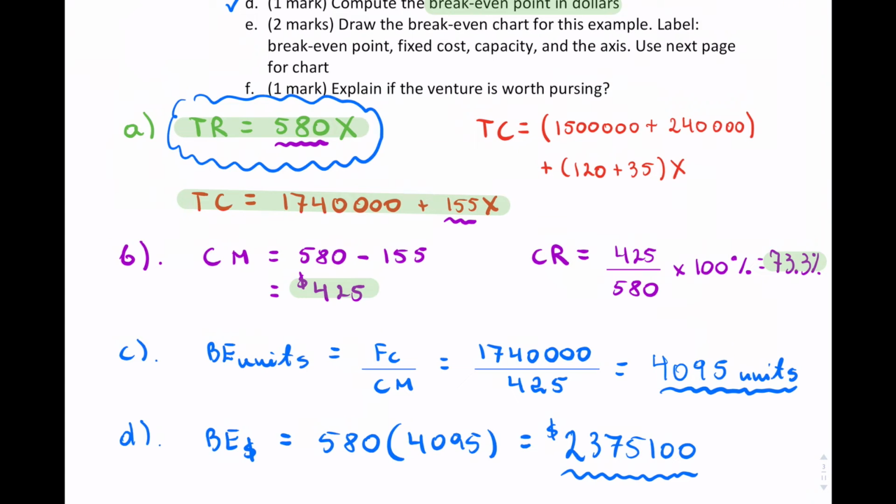So over $2 million, 375,000, and 100. So that is D. Okay, so that's that.